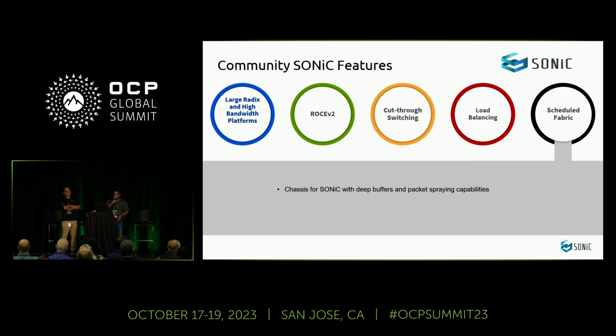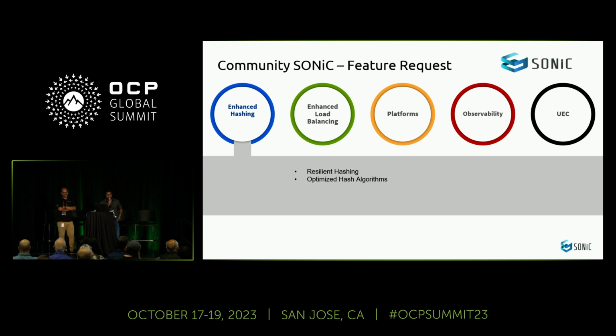The next one is the scheduled fabric. Basically, this supports deep buffer and packet spraying capabilities. There is a talk on scheduled fabric this evening, so you can get more details about what it's all about and how it's helping the AI fabric. And these are all the features available in the community today. We expect the following features to be required to have an effective AI fabric.